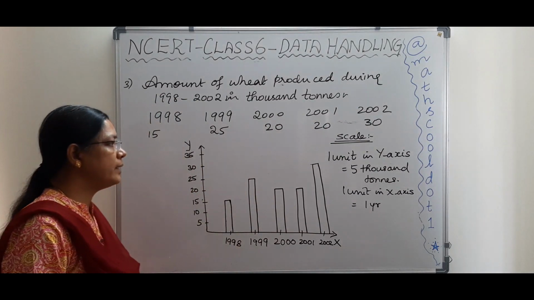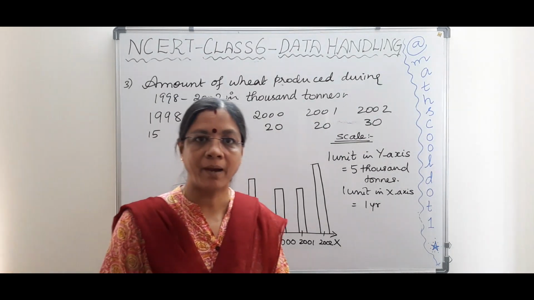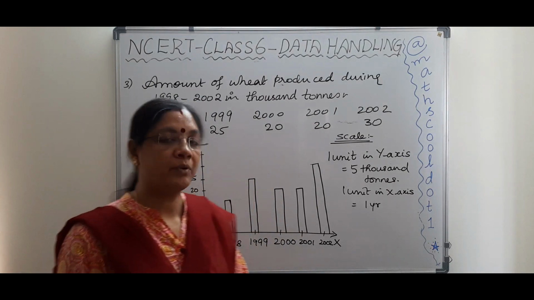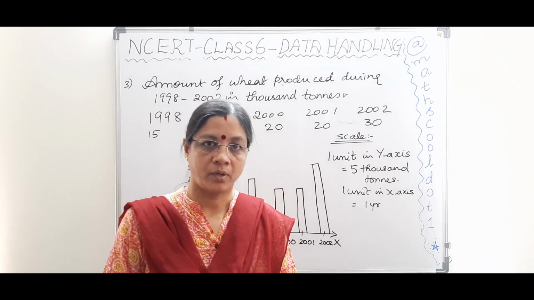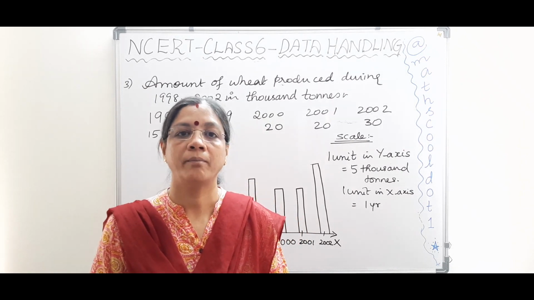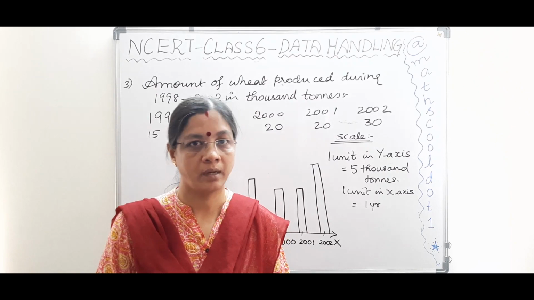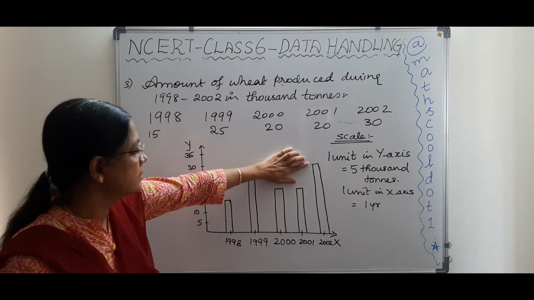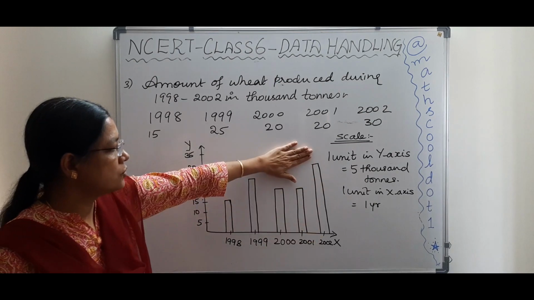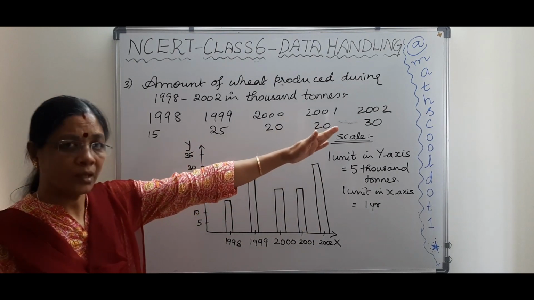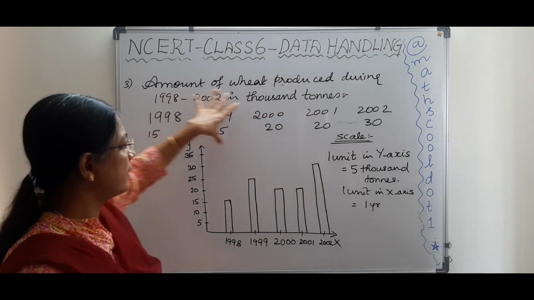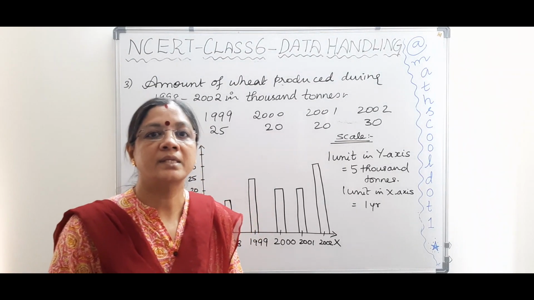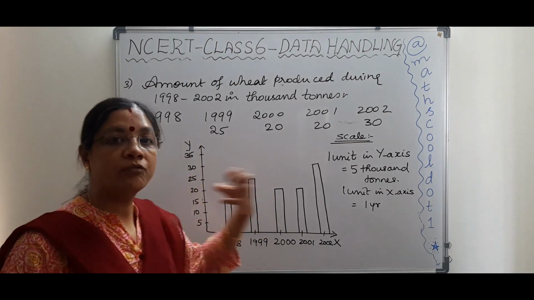Now we'll be interpreting information from the bar graph we have constructed. Just by looking at the bar graph, we'll be able to say in which year maximum production was obtained, or the maximum amount of wheat was obtained by the government. That is in 2002. Just by seeing the graph itself, we'll understand. In 2002, they got 30,000 tons, right? Even if bar graph alone is given to us, we'll be able to get information from it.